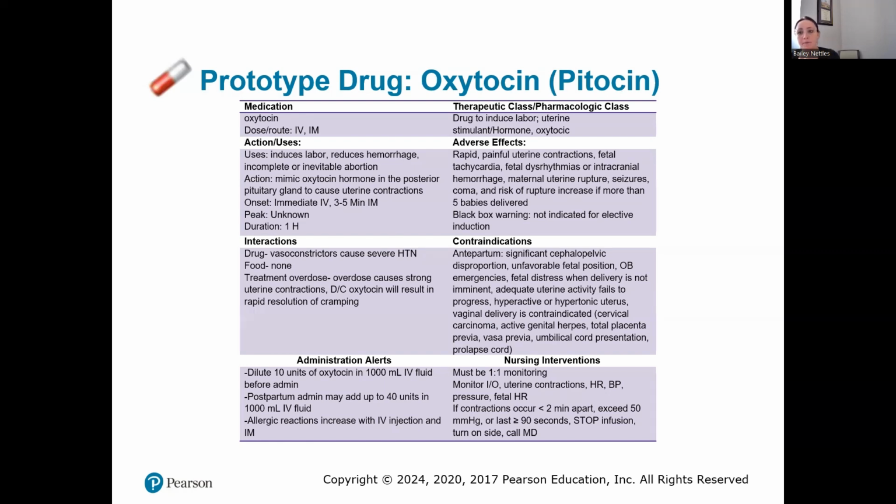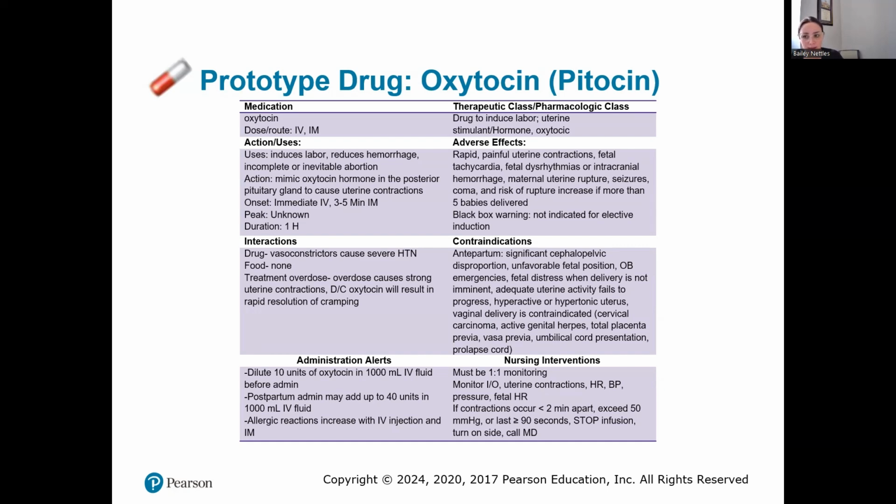Fetal tachycardia, fetal dysrhythmias, and fetal intracranial hemorrhage. You can have maternal uterine rupture. You can have seizures, coma. This is all for the mom. And risk of rupture increases if you've had more than 5 babies. There is a black box warning that it is not indicated for elective induction. There has to be a medical reason to get oxytocin. You can't just decide I want my baby to be born on the 13th, so that's when I'm going to have it.